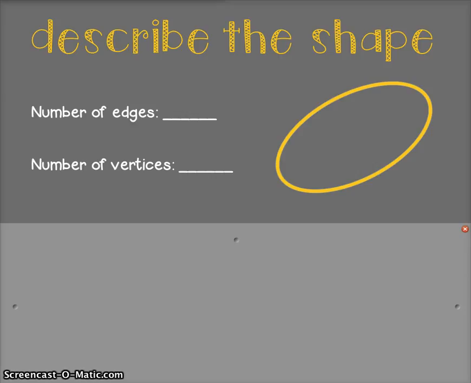Describe this shape. How many edges or vertices does it have? Don't let us fool you, this isn't a polygon, so it has 0 edges and 0 vertices.